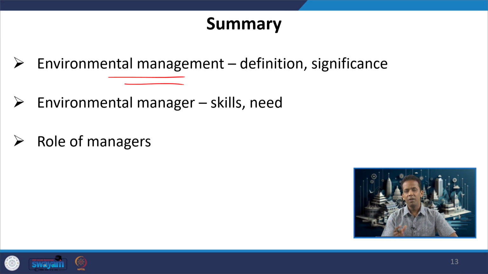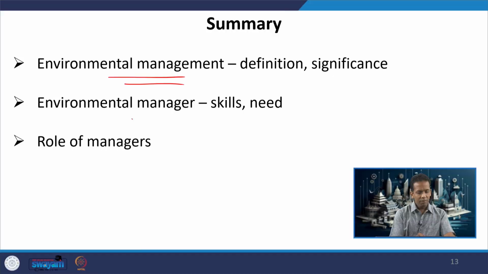What is the definition of environmental management and why is it important for corporates, whether it is an offline business or an online business. Then we went through the environmental manager, what is the definition, what are the skills required for being an environmental manager, and what is the need or importance of an environmental manager in the company or a business. And finally, we listed down the roles, how that environmental manager can bring value to the company and what are his or her roles in the company.